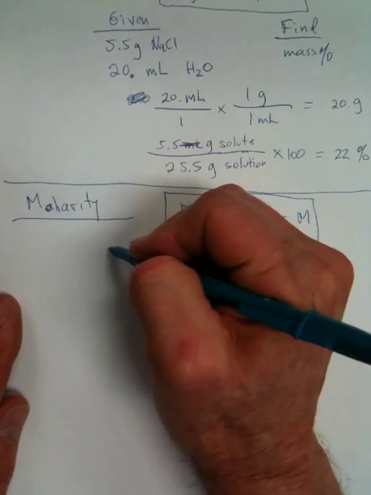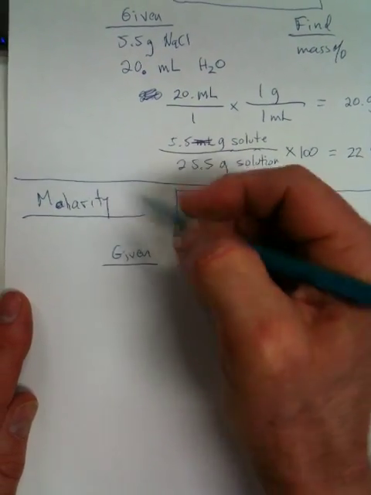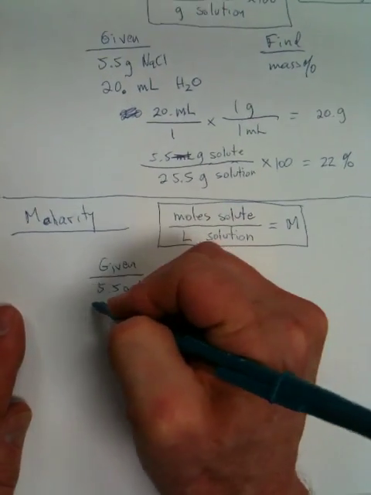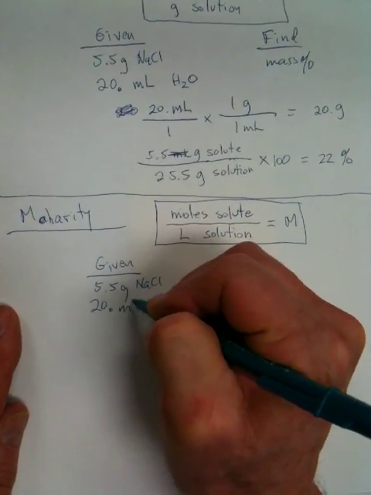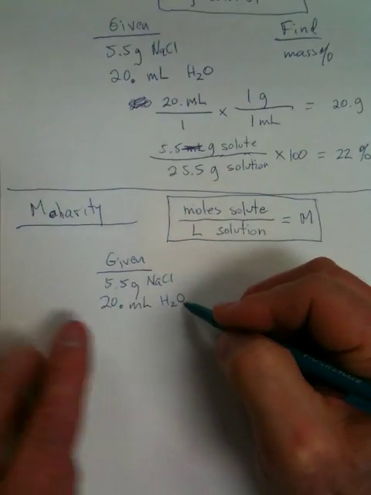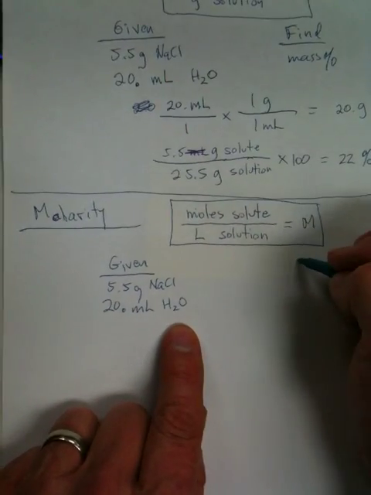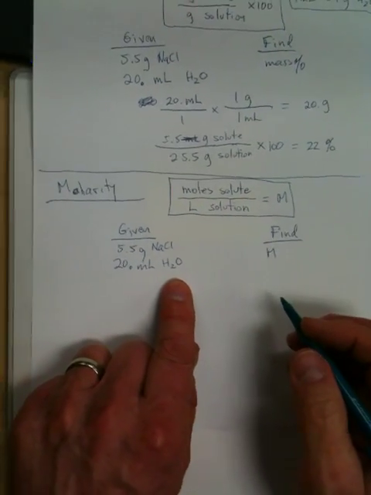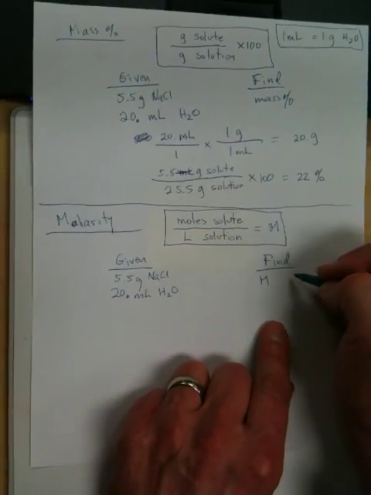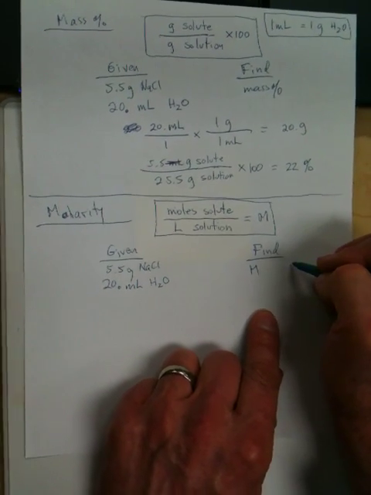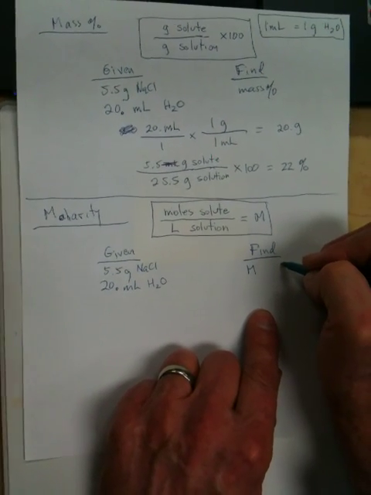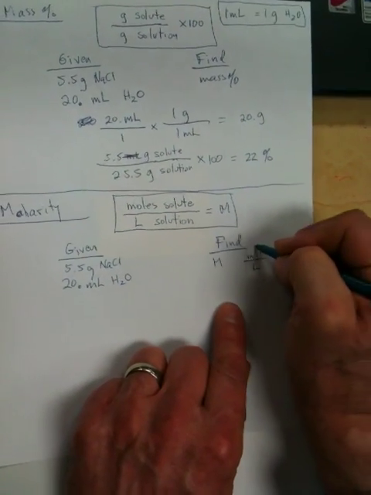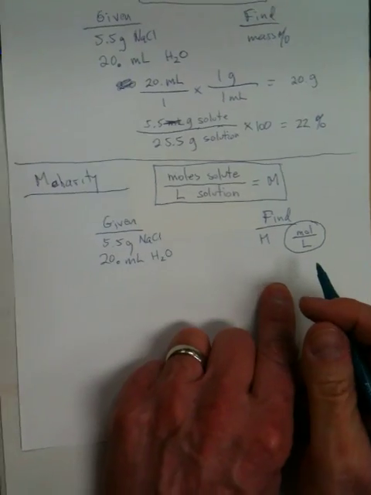Now I'd like to do the same givens. See, our givens will be 5.5 grams of sodium chloride and 20 mils of water, which is our solvent. And over here on the find, we're looking for big M. Now when you see that, the first thing you should do is right away, in parenthesis or circled or something, I want you to look at this as moles over liters.